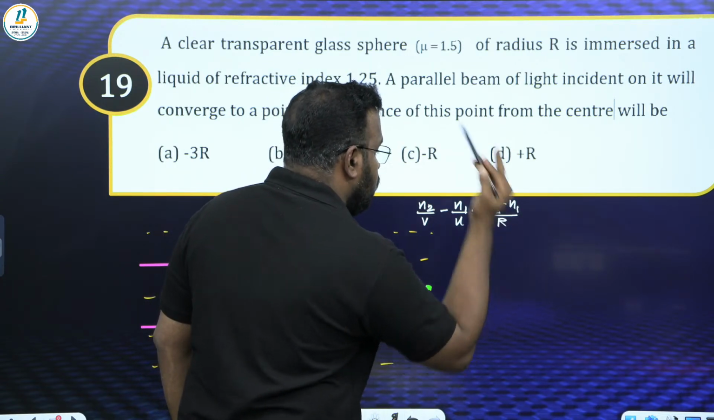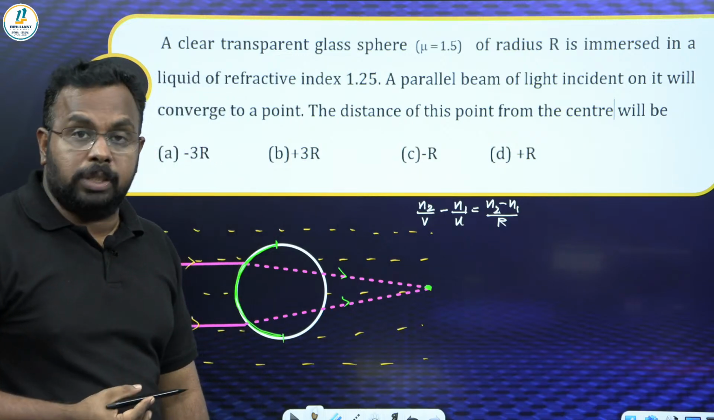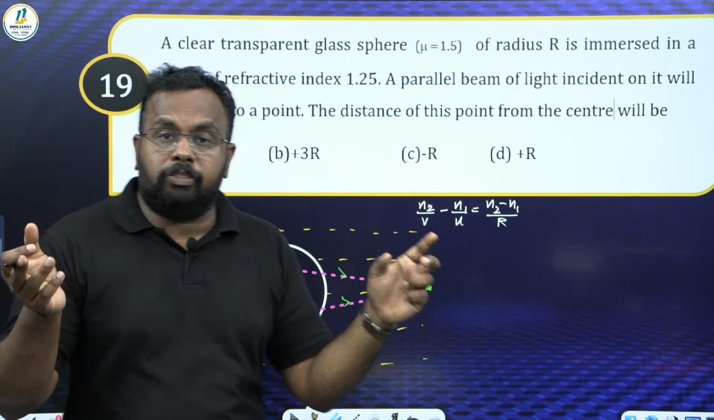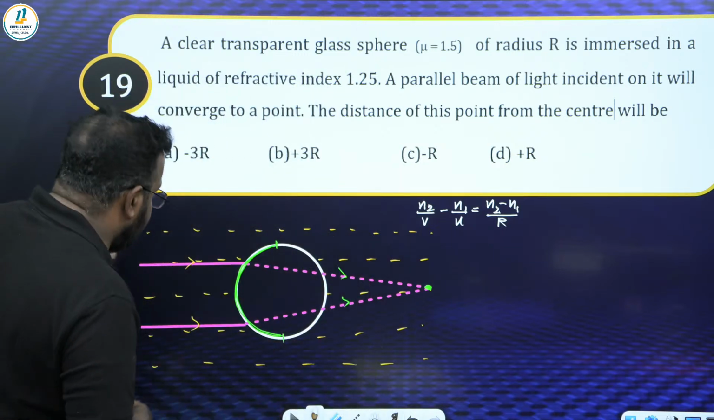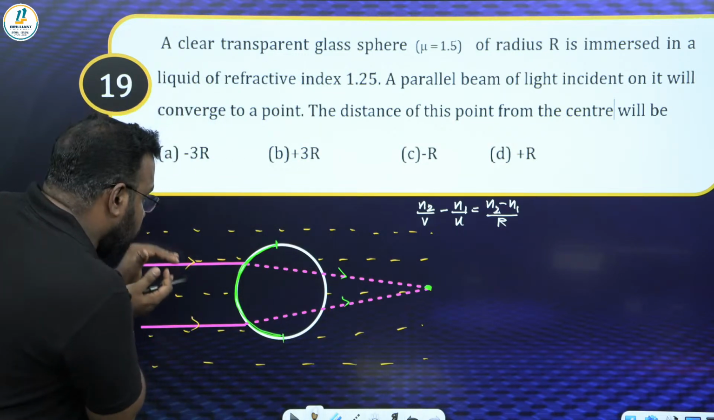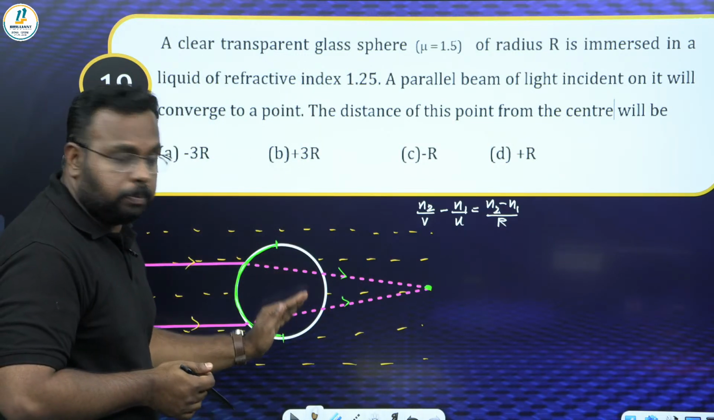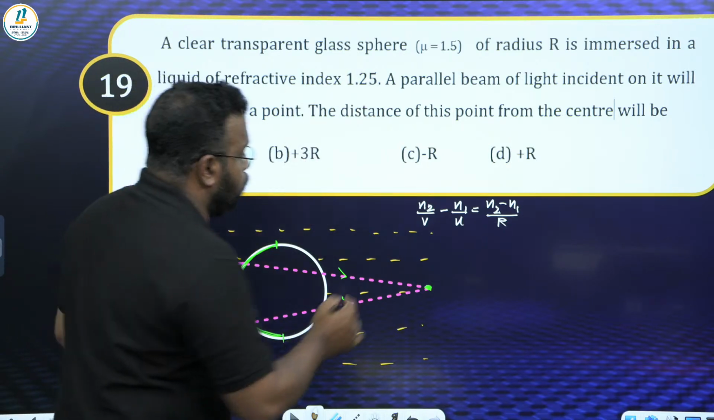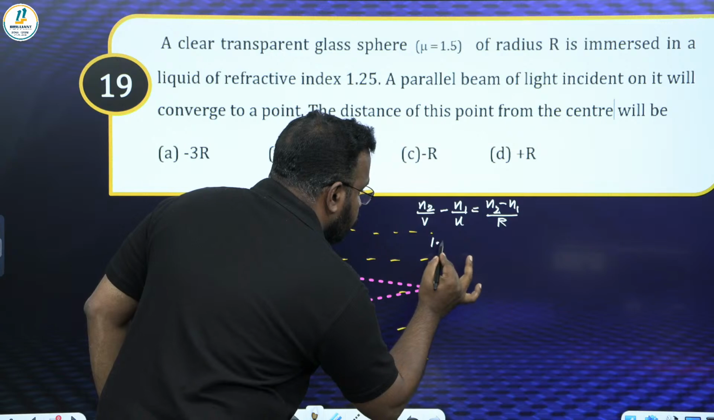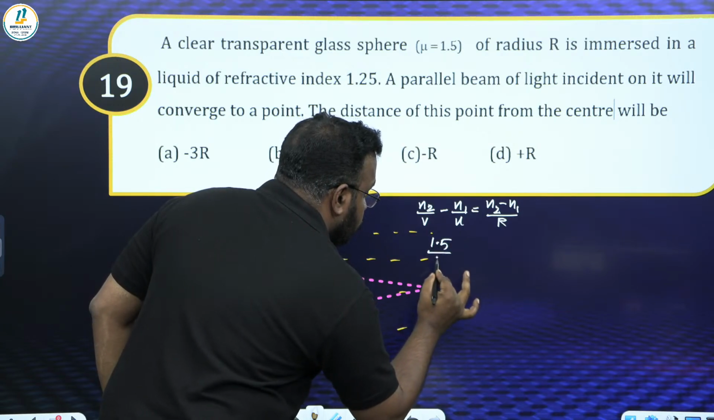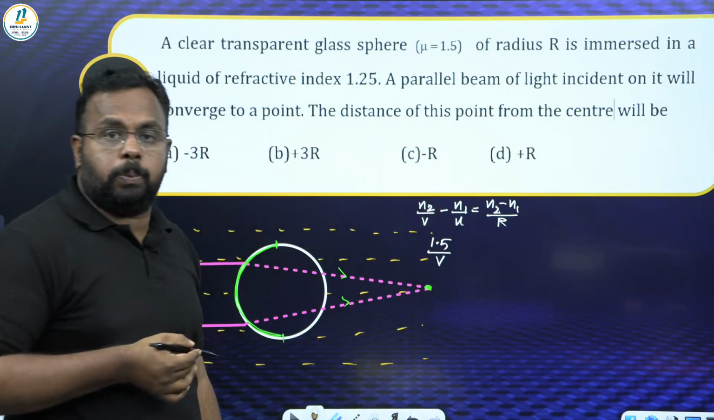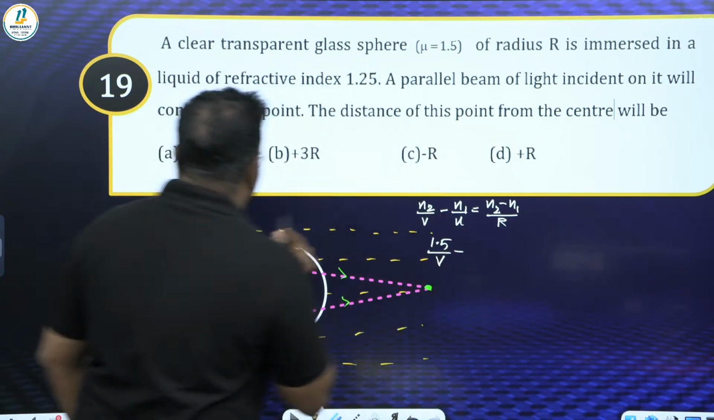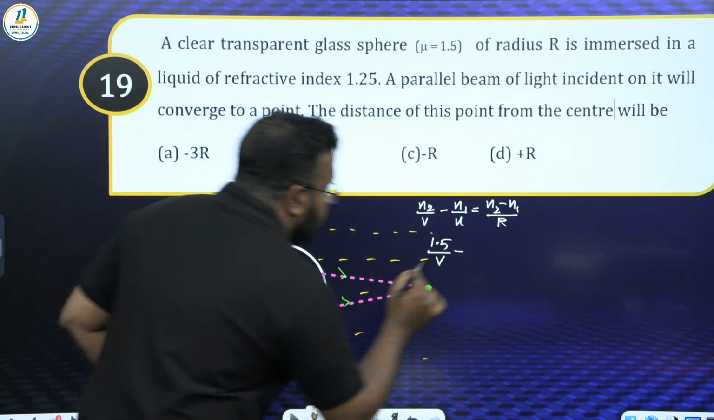Let's apply this formula for the first surface. Remember N2, what is N2? It is the refractive index of the second medium. You can see the rays are coming from here. So first medium is liquid, second one is what? The glass. So N2 means refractive index of the glass, that is 1.5. So I am writing it as 1.5 by V. V value we don't know. I am just taking it as V, 1.5 by V minus N1. N1 is refractive index of the liquid, that is given as 1.25.